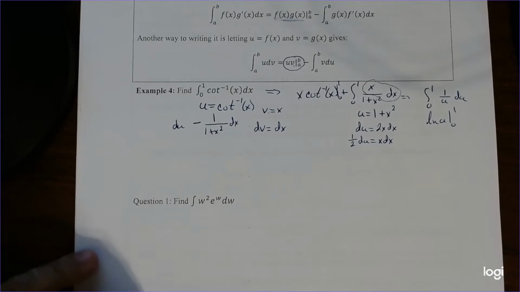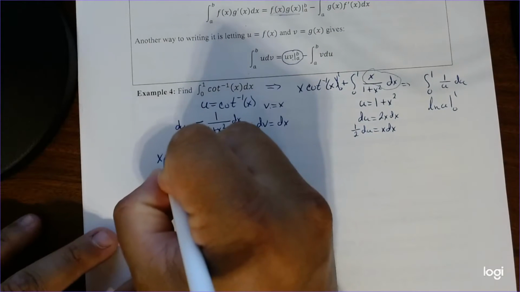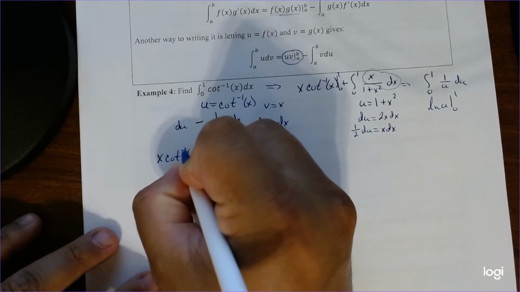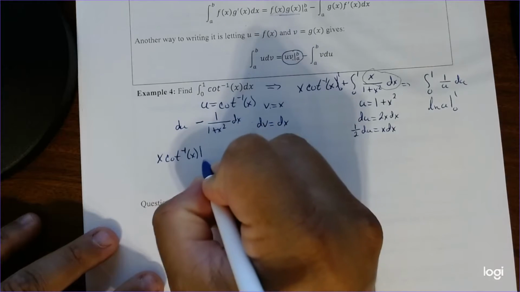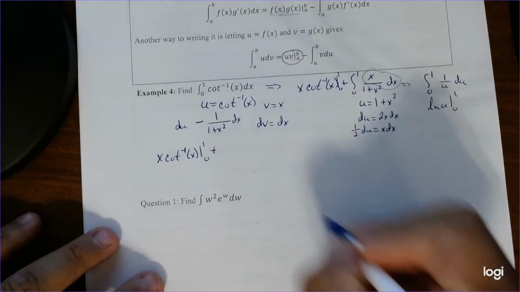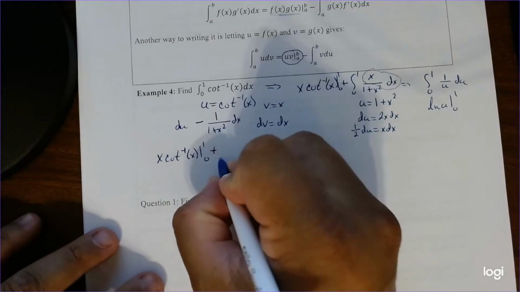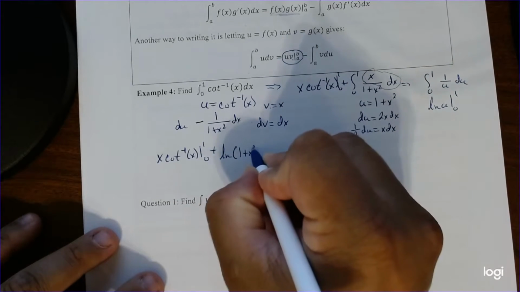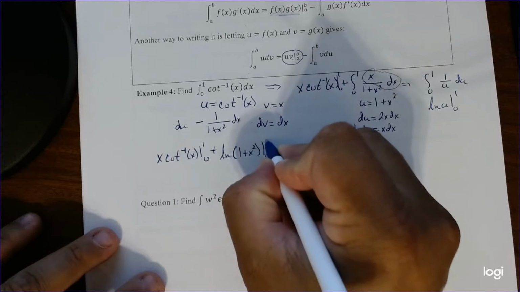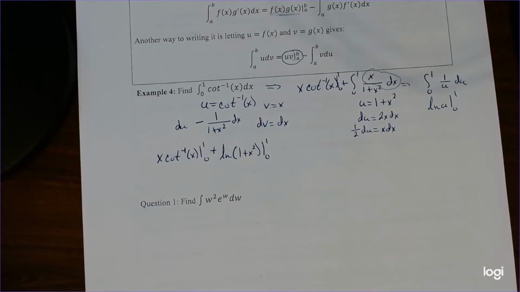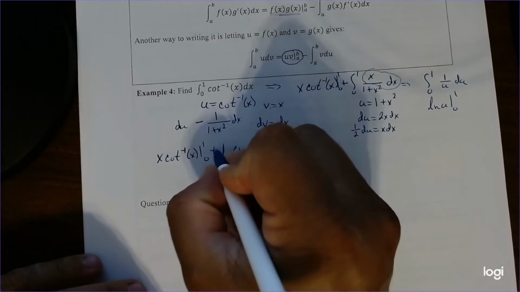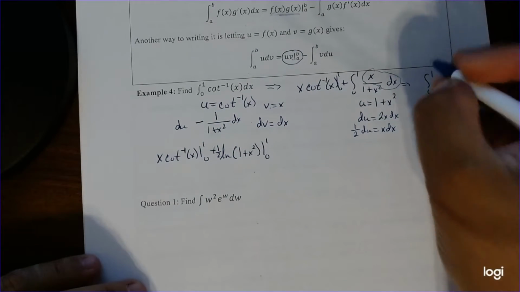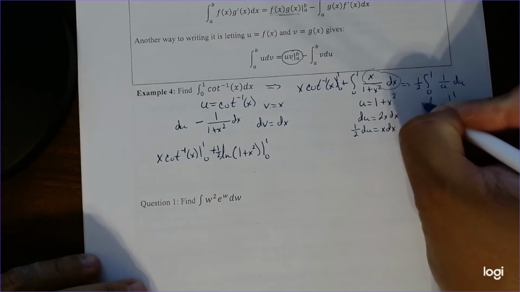All right, so plugging everything in. So this is going to be x times inverse cotangent, evaluated at 0 and 1, plus natural log of u, which was 1 plus x squared, evaluated from 0 to 1. Oh, with the 1/2. Almost forgot the 1/2 there. That 1/2 goes right here. So it should have been there.